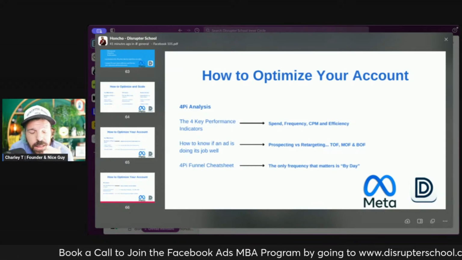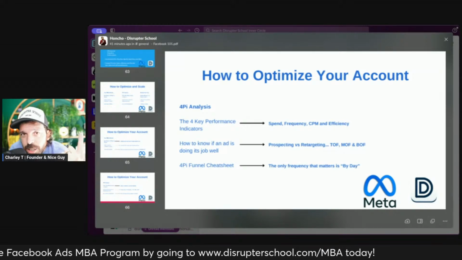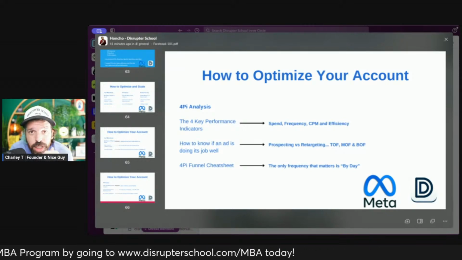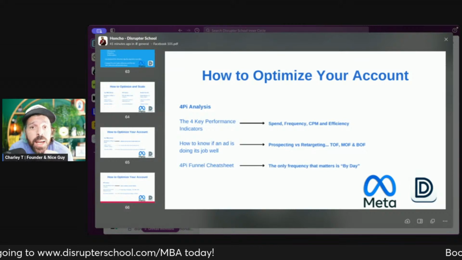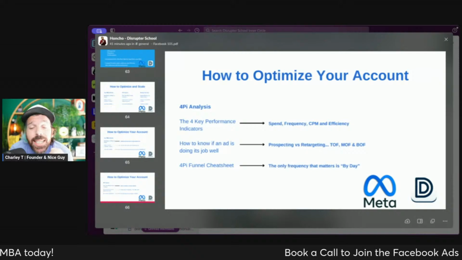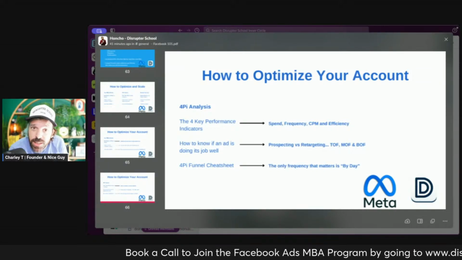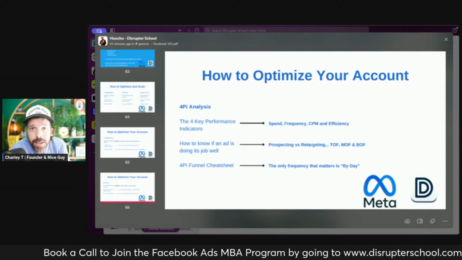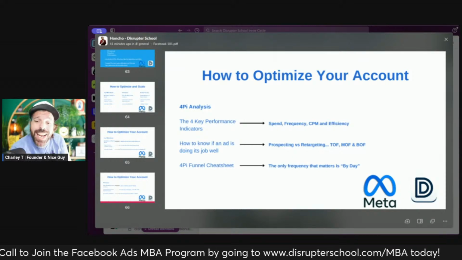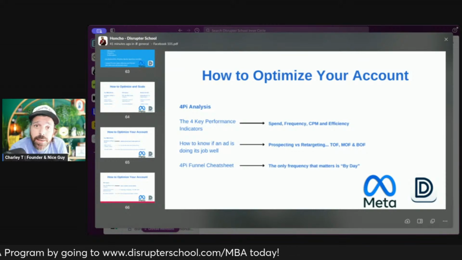So what matters here, if your frequency is low, and then we should also potentially see a low CPM. If your frequency is low and your CPM is low, and by that I mean less than the average in your account, then I would expect the efficiency to be low, meaning a higher CPA. And if that's getting a bunch of budget, that's a prospecting ad. That also isn't necessarily a bad ad.